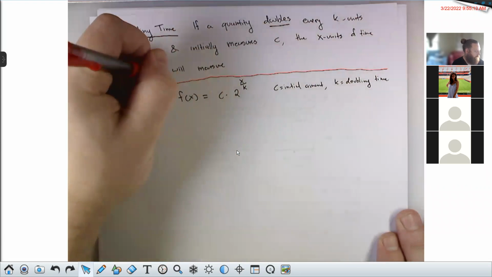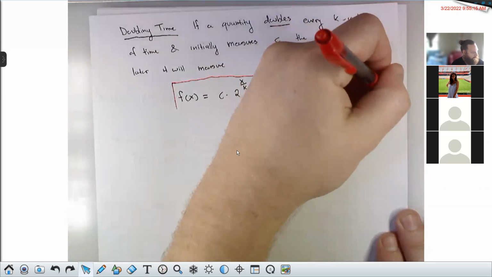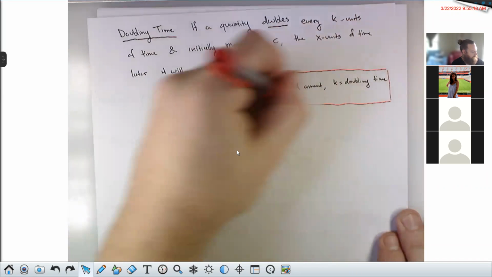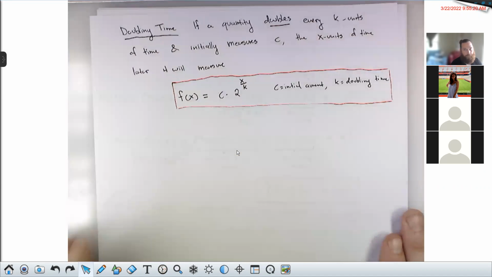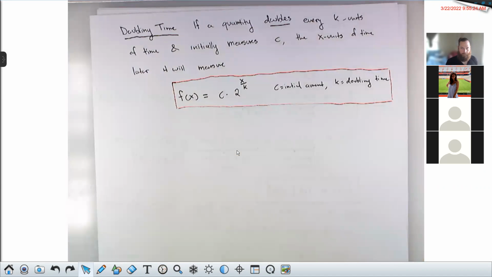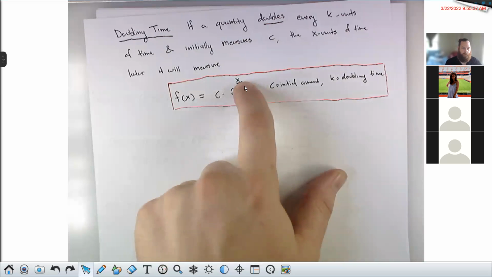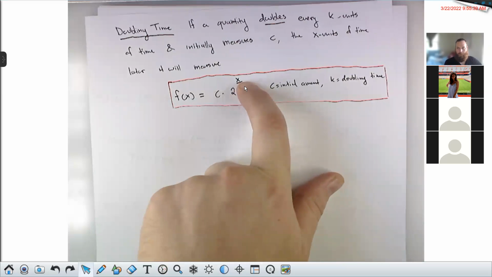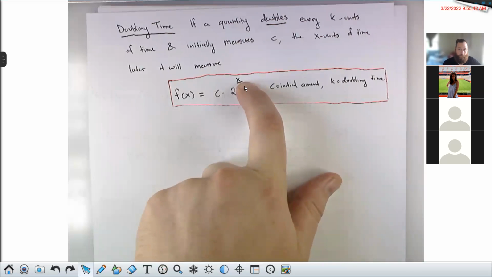Sometimes you'll see this written with the variable t instead of the variable x, because usually your independent variable here is representing time. Either way is okay. The way this works is that if k is 1, imagine k here is 1, then this is like 2 to the x. It's like the rabbit problem. And every time x goes up by 1, the output gets multiplied by 2.